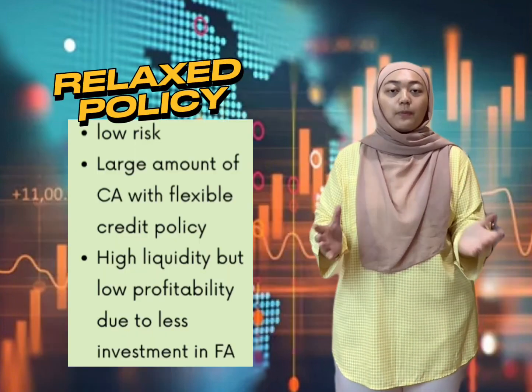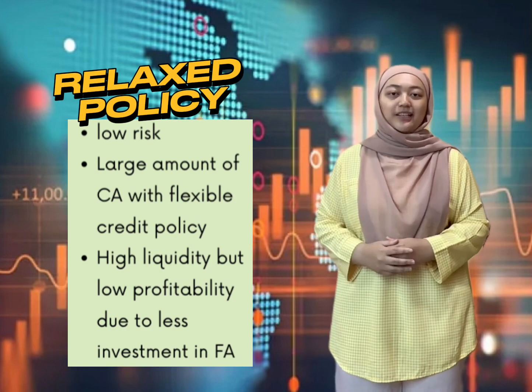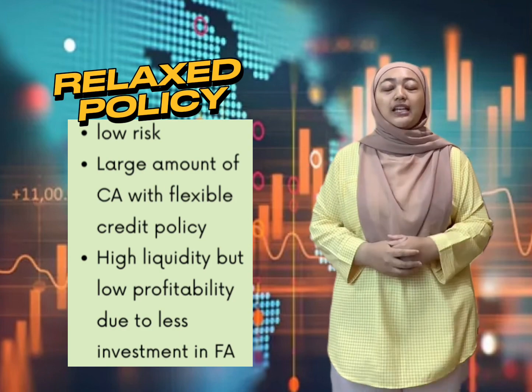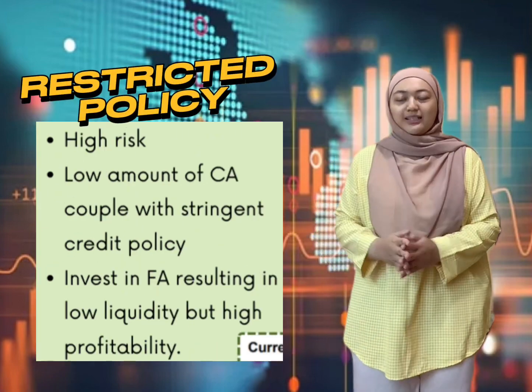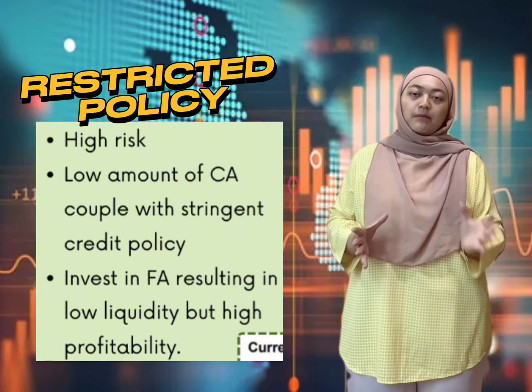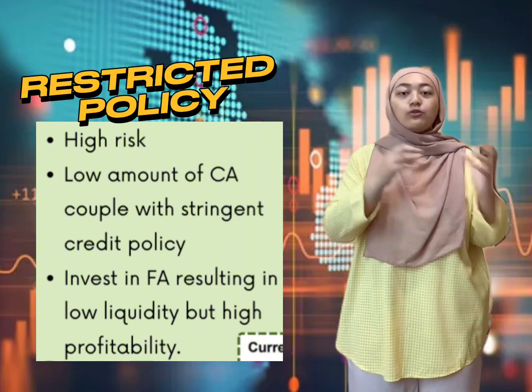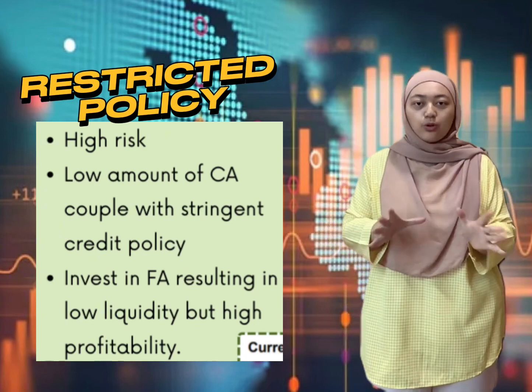Firstly, relaxed policy. It means the business operates on low risk by having a huge amount of current assets with flexible credit policy. Hence, they have high liquidity but low profitability because they do not invest much in fixed assets. Secondly is restricted policy, which means the business operates in high risk by having low current assets and also investing in fixed assets. This causes the company to have high profitability but low liquidity.